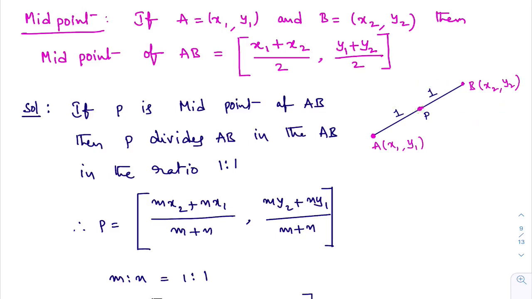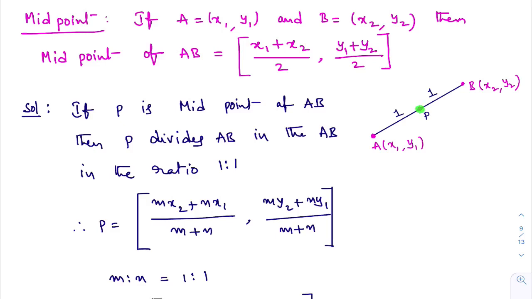I hope you are understanding. If P is the midpoint of AB, it means if this length is 5 units, this length is also 5 units. That means in what ratio P divides AB? 5 divided by 5. That means it divides in the ratio 1:1. What I am trying to say here, if P is the midpoint of AB, then P divides AB in the ratio 1:1. Okay. You look here. If P is the midpoint of AB, then P divides AB in the ratio 1:1. Okay. Right.